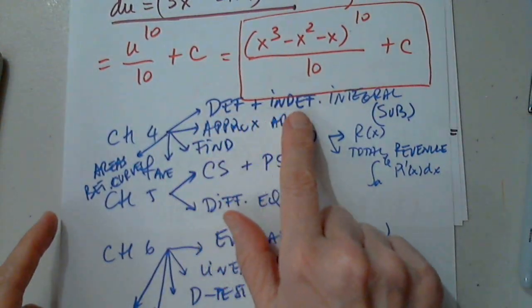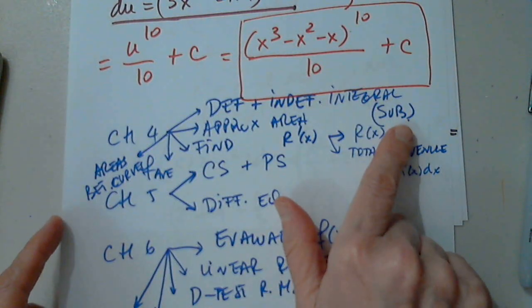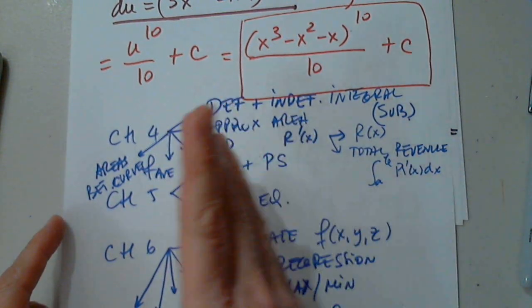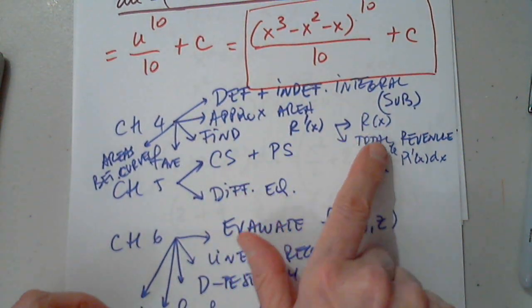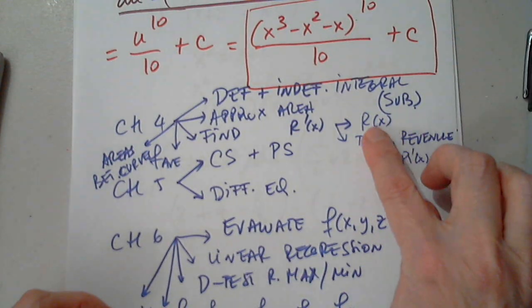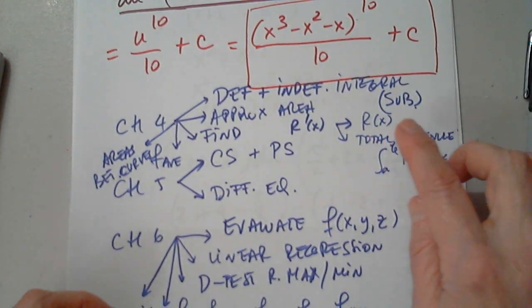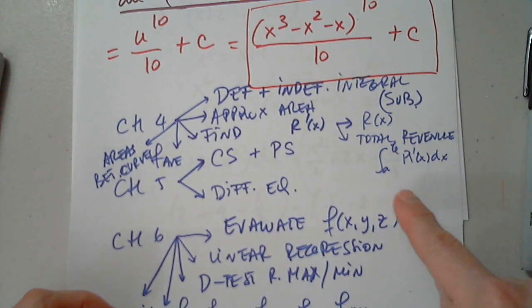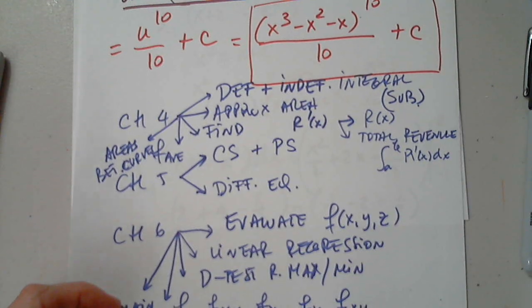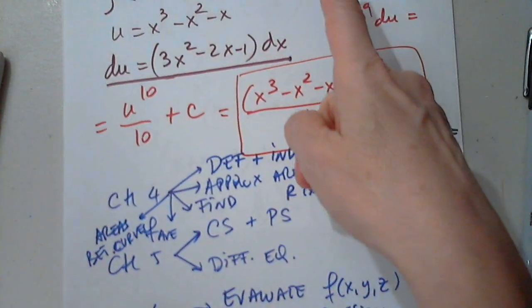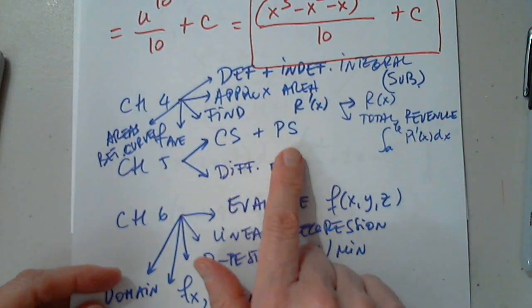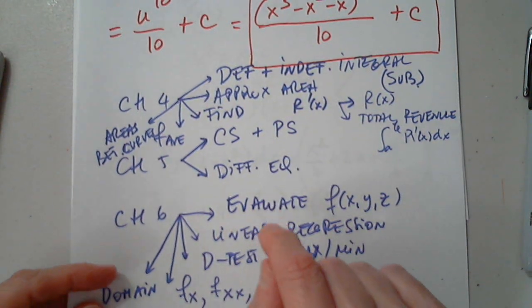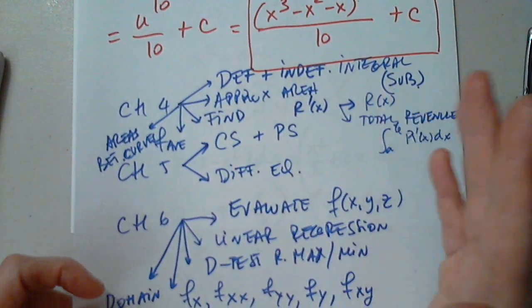So, definite and indefinite integrals and potential substitution, approximating the area with the leftmost point or rightmost point. Given R prime, to find R or total revenue. When it says total revenue or total cost or total profit, you have an integral. And of course, I'm here with you, so you can ask. And areas we just looked at. Consumer surplus, producer surplus, please have ready the formulas and what they mean, so you don't make a mistake on which one you subtract and which one you add.